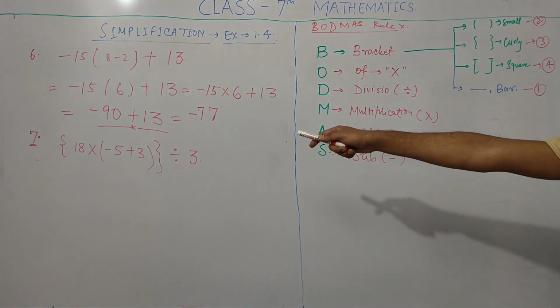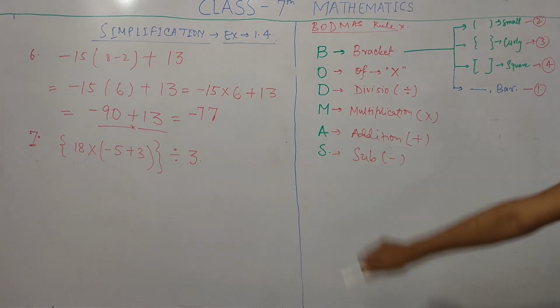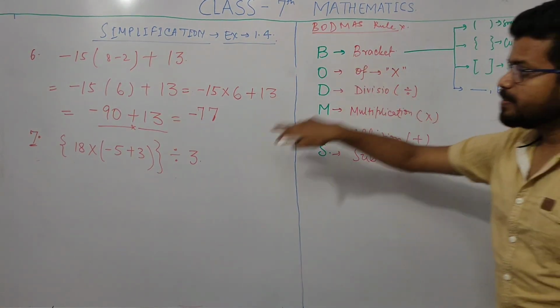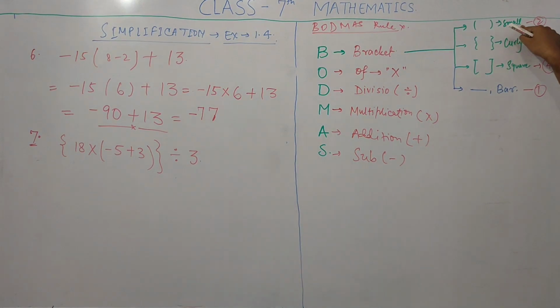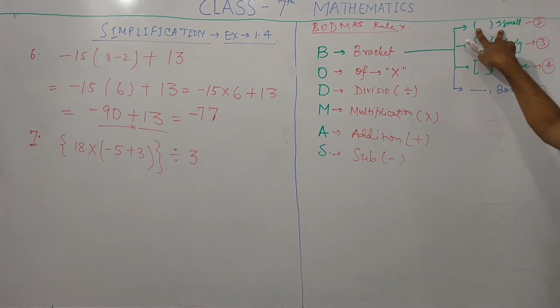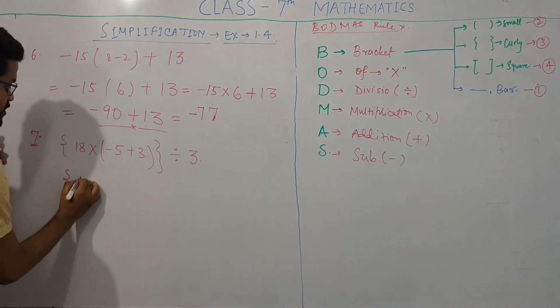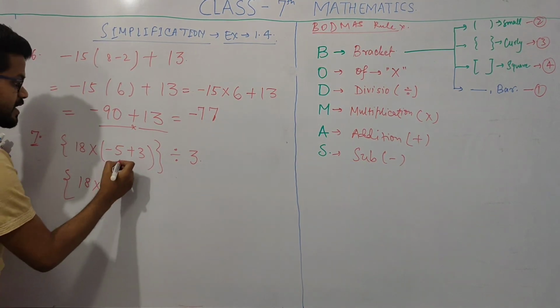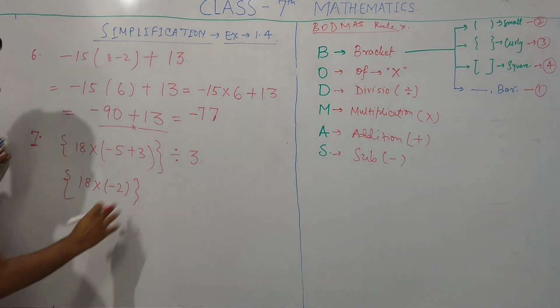So here is a bracket, then multiplication, addition. So firstly I solve the bracket. Here in the bracket there are also 2 brackets, one is a curly bracket and one is a small bracket. So firstly I give the priority to the small bracket. I solve the small one firstly. So this is minus 5 plus 3 is minus 2.